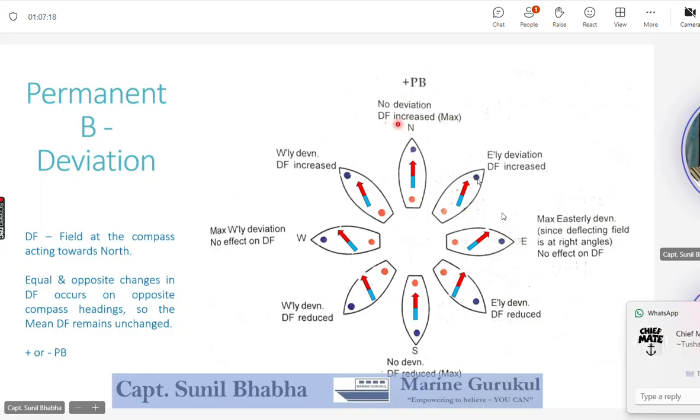Yes, sir. But the deviation will remain the same? The deviation will also change, beta. In that case, the signs of the deviation will change.